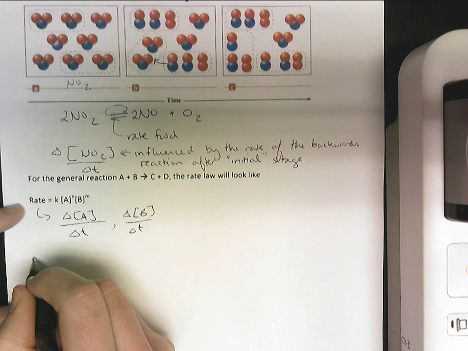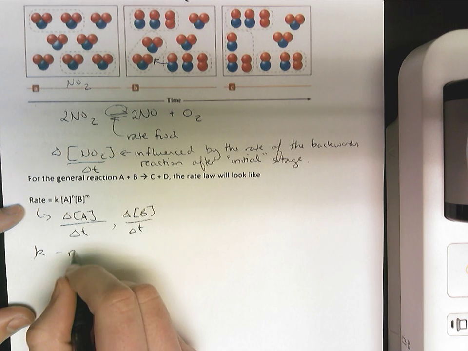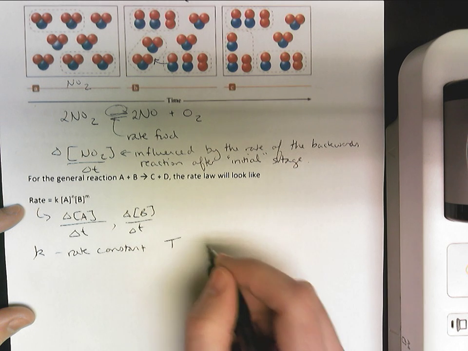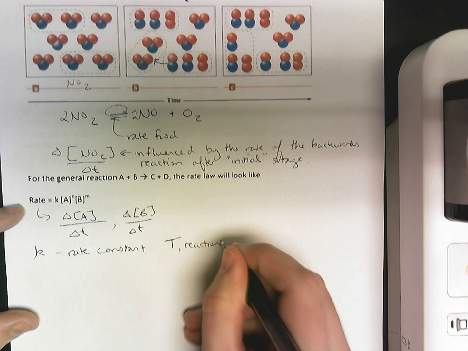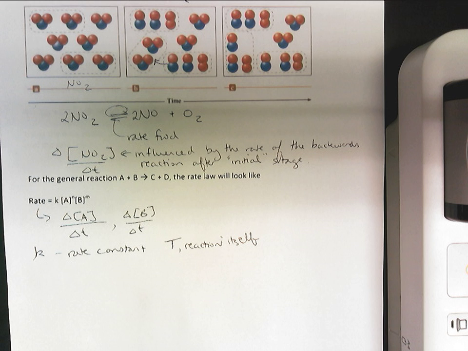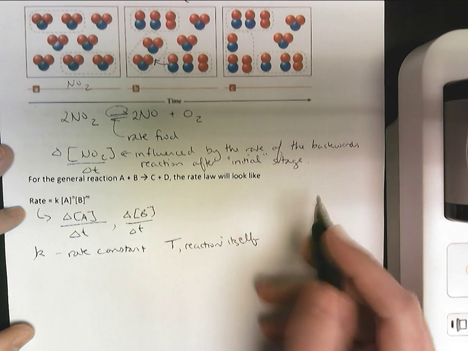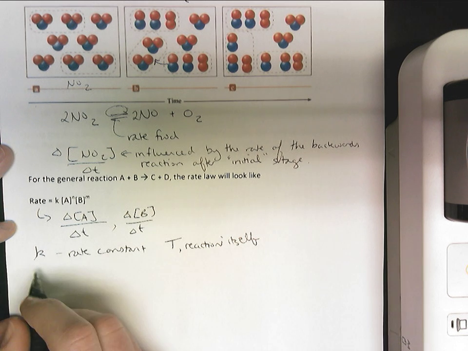All right, little k, this is important. It's not a big K here. Little k is called the rate constant, and it's dependent on the temperature and on the reaction itself. So what I mean when I say that is that if I reacted A plus B plus Z to get C and D, that rate constant that I would have got here for A plus B goes to C plus D would not apply.